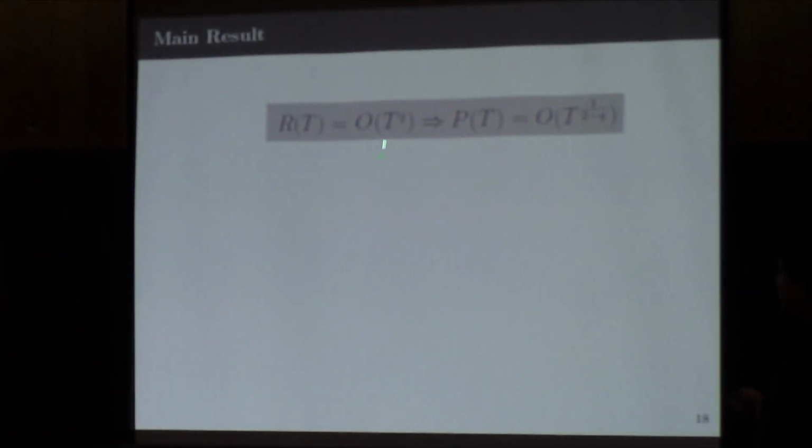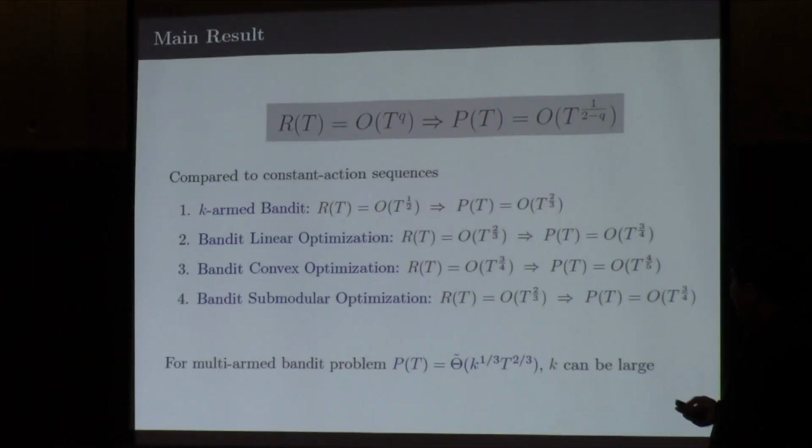So here's the main result. Again, if you have a standard regret against an oblivious adversary of T to the power q, then you get policy regret of order T to the 1 over (2 minus q). And again, we can extend this policy regret to various standard settings. In multi-armed bandit, square root T regret translates to T to the 2/3 policy regret. And similarly for other settings.